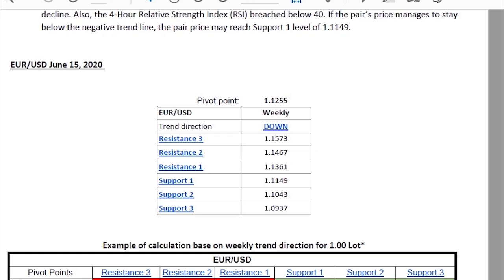Our first target is at support level 1, which you can see here is 1.149. Our second is at support 2, which is 1.1043, and our third at support 3 is 1.0937. Accordingly, our stop losses should either be at resistance 1, that's 1.1361, resistance 2, which is 1.1467, or resistance 3, which is 1.1573, depending on your risk tolerance.